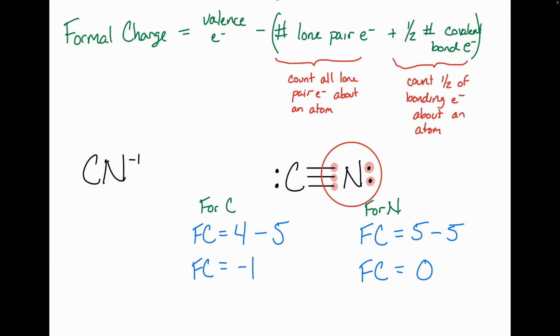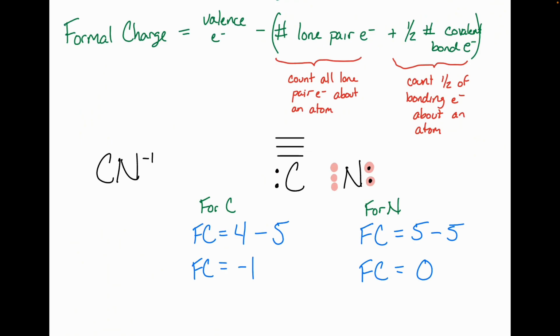Right? So again, we can figure out where the charge in our ion lives based on these formal charge calculations. Turns out that in this molecule, it's my carbon atom that has that negative charge. The nitrogen has a formal charge of 0.